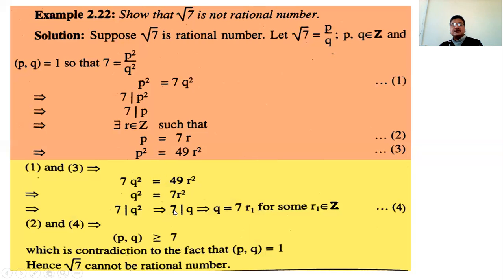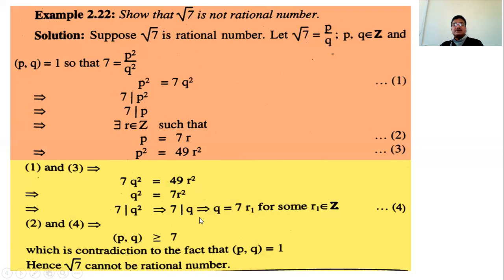And this implies, by using Euclid's lemma, that 7 divides q into q, which implies 7 divides q or 7 divides q. That is, 7 divides q, and then q is expressed in the form 7 into some integer. Suppose r1 is that integer, for some r1 belongs to Z. So from these two, from 2 and 4, what is 2? p is equal to 7r. And what is q? q is equal to 7r1. That is, p is expressed in the form 7 into some integer, and q is expressed in the form 7 into some integer.